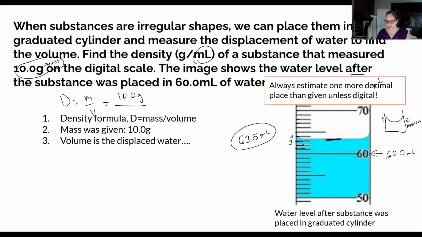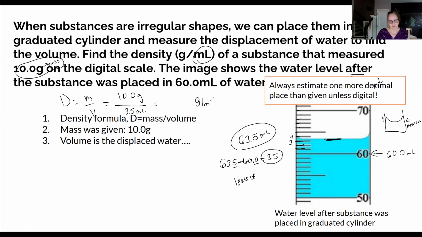So it started at 60 and now it's at 63.5. So I'm going to subtract to find the difference, 3.5. Am I adding and subtracting or multiplying and dividing? I'm subtracting. The rule for subtracting is round to the least decimal place. 1 decimal place, 1 decimal place. So my answer has to be 1 decimal place. That is what you are going to do each time you are doing addition or subtracting, round to the least decimal places. So my volume is 3.5 milliliters.